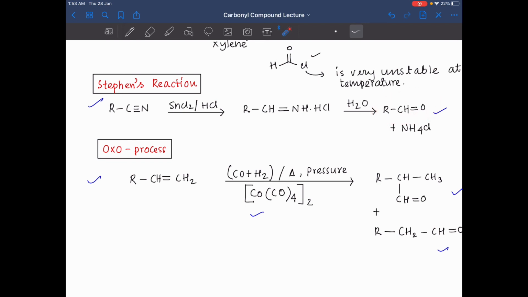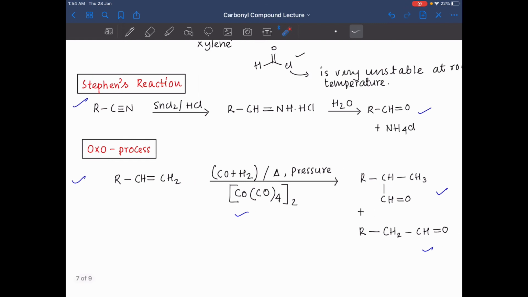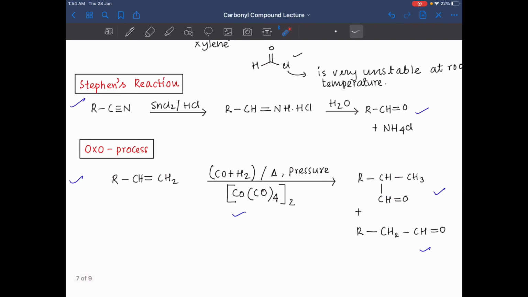We can also produce aldehyde from alkene via the oxo process. In the oxo process, we use a mixture of carbon monoxide and hydrogen gas at a certain pressure and a particular temperature. The catalyst we use here is a cobalt catalyst. In the oxo process, we will get two different kinds of aldehyde from the alkene: one is internal, another one is terminal.